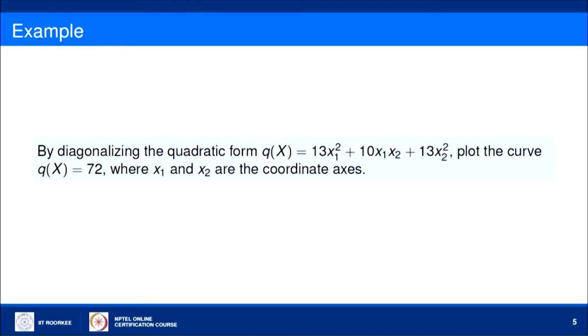Now, let us take an application of this theorem. By diagonalizing the quadratic form Q of x equals 13 x1 square plus 10 x1 x2 plus 13 x2 square, plot the curve Q of x equals 72, where x1 and x2 are the coordinate axes. So, what curve do we need to plot?